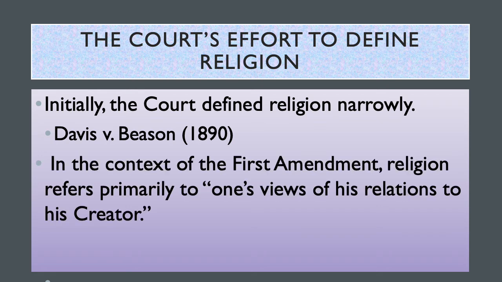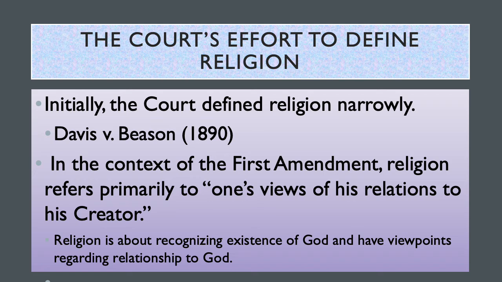But this case is important because it tells us how the court initially defined religion. They said that religion in the context of the First Amendment refers primarily to one's views of his relationship to his creator. And so they did say that Mormonism was a religion, but they said that their practices could be criminalized or prohibited, such as the practice of polygamy. So from this early definition, religion is about recognizing the existence of God from the court's point of view. If you don't believe in God, then your belief is not a religion. And also you have to have viewpoints regarding your relationship to God.